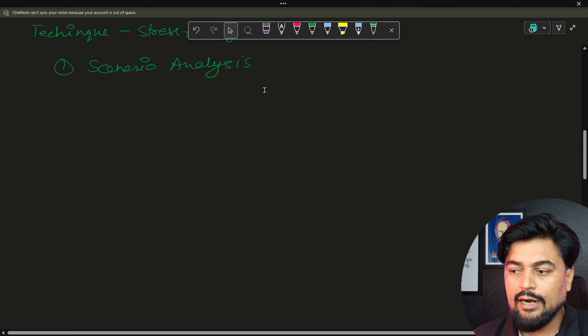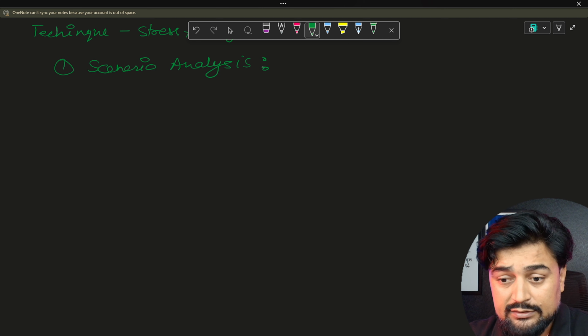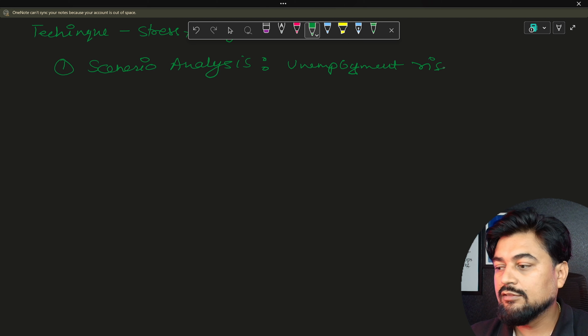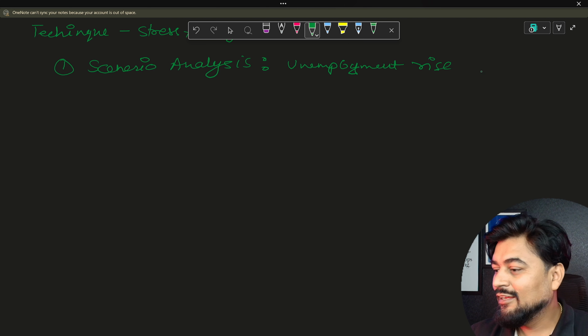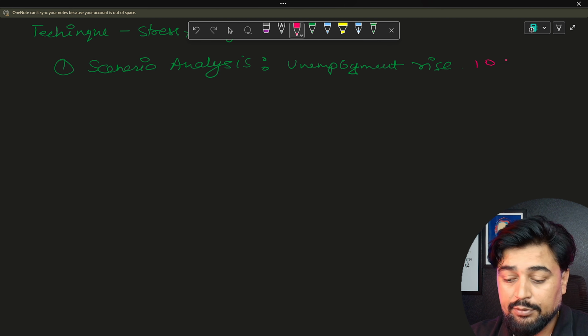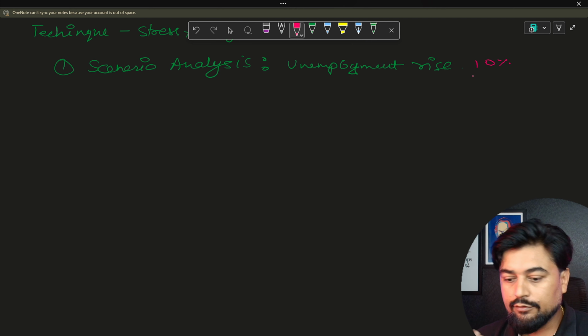Now how will you do that? Let me give you a very basic example. Let's say you notice that the unemployment rises. Sorry about my spelling, guys, really sorry. I don't know why this is coming so bad. Okay, so the unemployment rises, let's say 10%. So there is a rise in unemployment in any particular country of 10%.